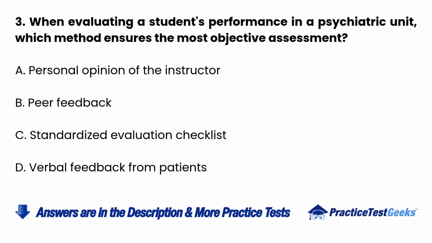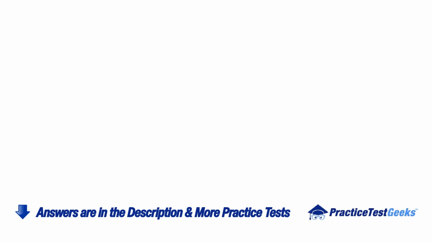3. When evaluating a student's performance in a psychiatric unit, which method ensures the most objective assessment? A. Personal opinion of the instructor. B. Peer feedback. C. Standardized evaluation checklist. D. Verbal feedback from patients.